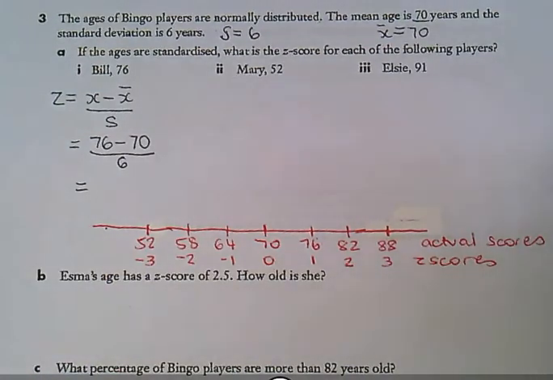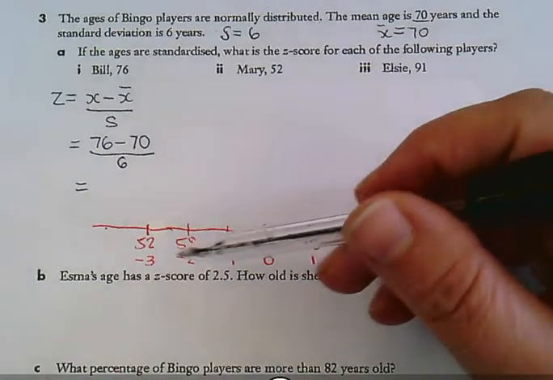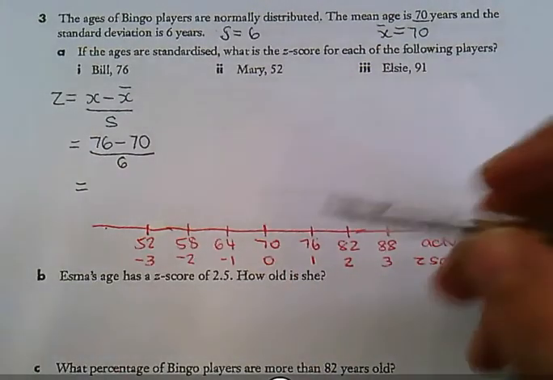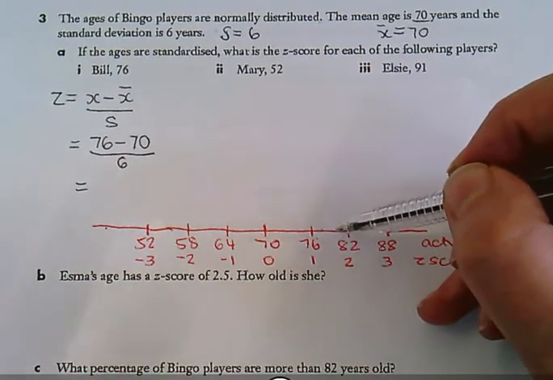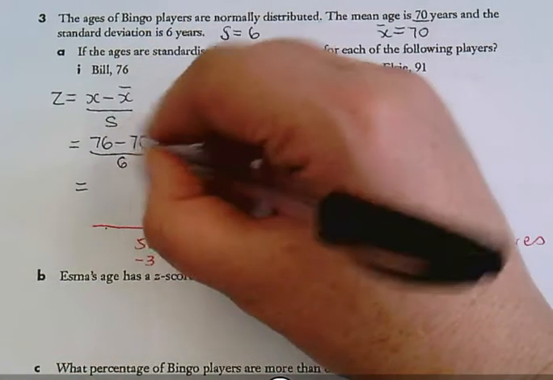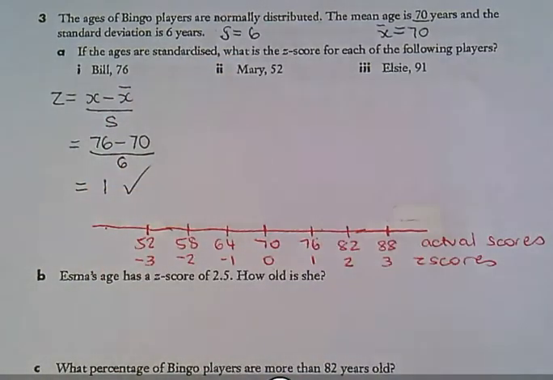Now, the number line only works for Z-scores 1, 2, 3, 0, negative 1, negative 2, negative 3. If the score is 77 or 80, you can't use the number line. All right? So what do you get? 6 over 6 is 1. That worked. See? 76 is 1.